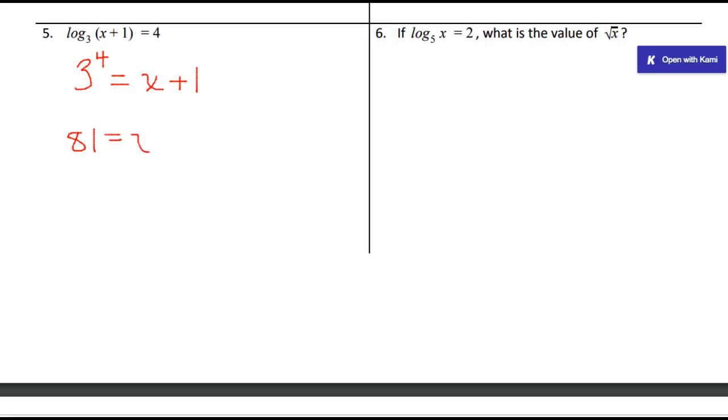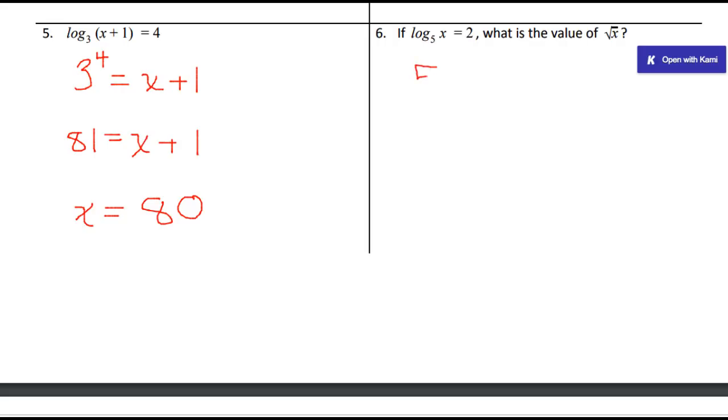And then we would just subtract the 1 over to get x equals 80. So once we convert these to exponential form, they're really the same type of questions you've been doing in the past. They can make it a little bit more fun, like giving you a question like this, where they say log base 5 of x equals 2.